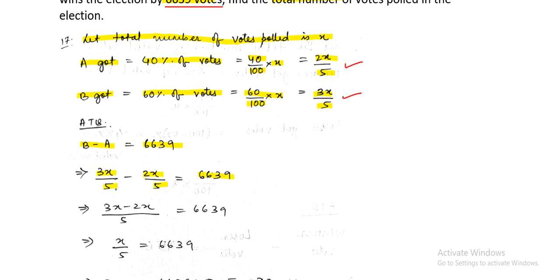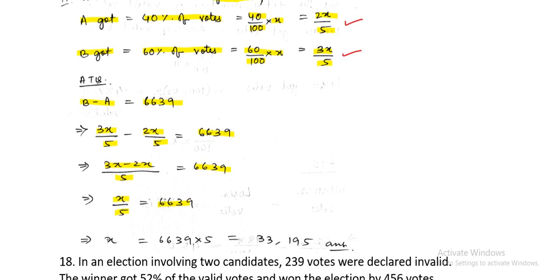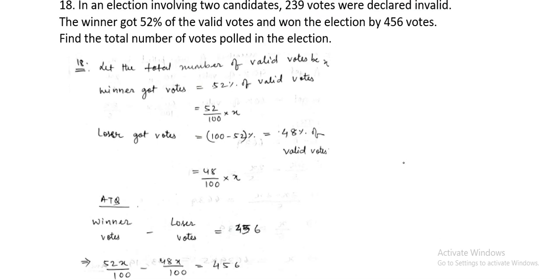Now 5 and 5 LCM will be 5. So 3X minus 2X will be written here. 3X minus 2X will be X by 5 is 6,639. Now if you multiply by 5, you will get how much? 33,195. So this is our answer. Clear, students? Let us see question number 18 now.